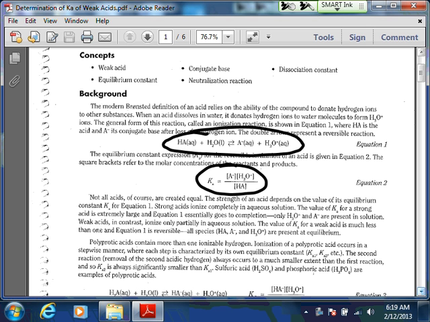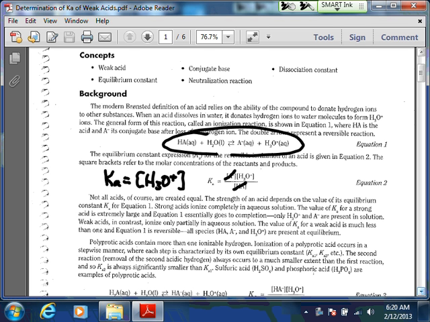The strategy is this: if we can make this A minus, the conjugate base, and the acid equal in concentration somehow in this lab. Okay, if we can make those two so that they are equal in concentration, they will cancel out in this expression. And what we're left with here is Ka equals H3O plus.